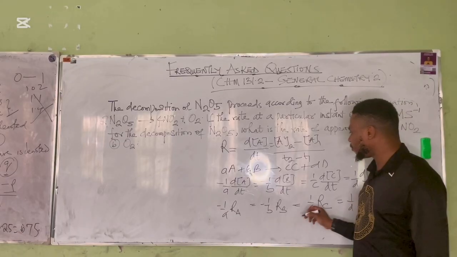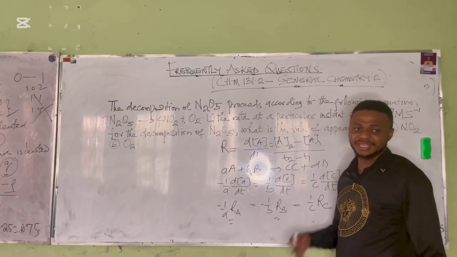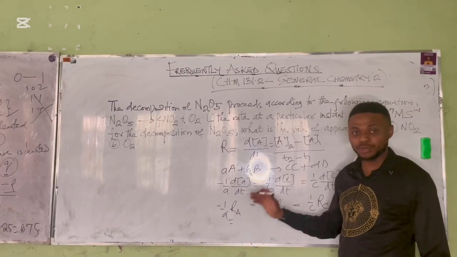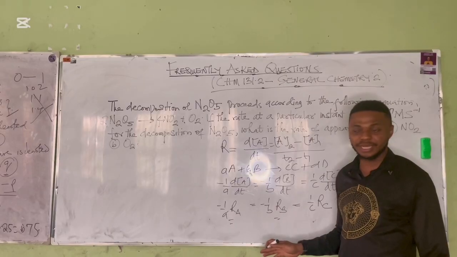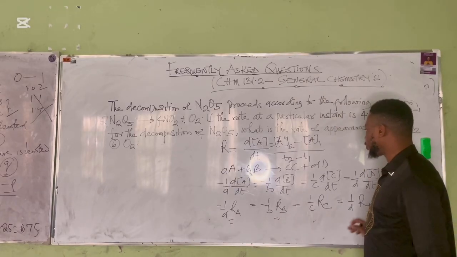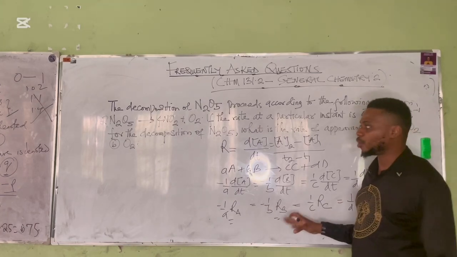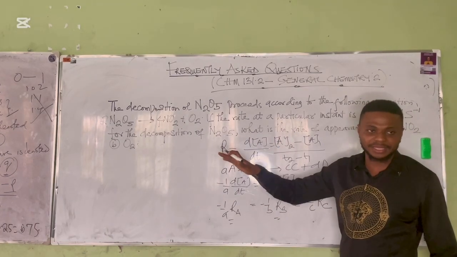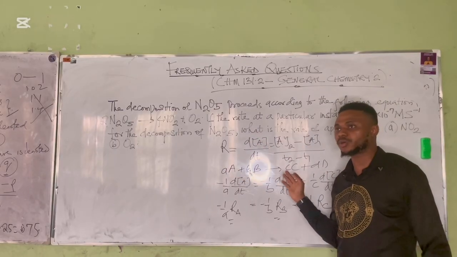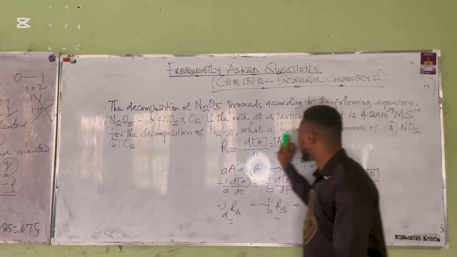Alright, if you look at the reactants A and B, they have minus. Not necessarily that your final answer should be minus, but in the expression you must put minus while solving. Very important. Okay, so this is the expression. Disappearance is minus, appearance is plus. So disappearance will always be on the reactant, and appearance will always be on the product. Alright, so take note of that. Now we've expressed that.